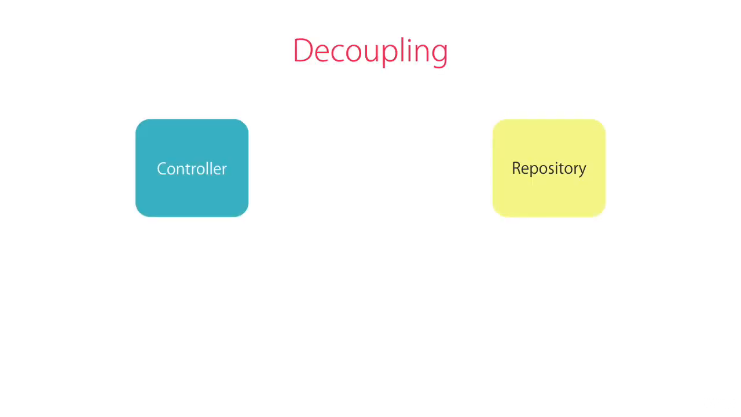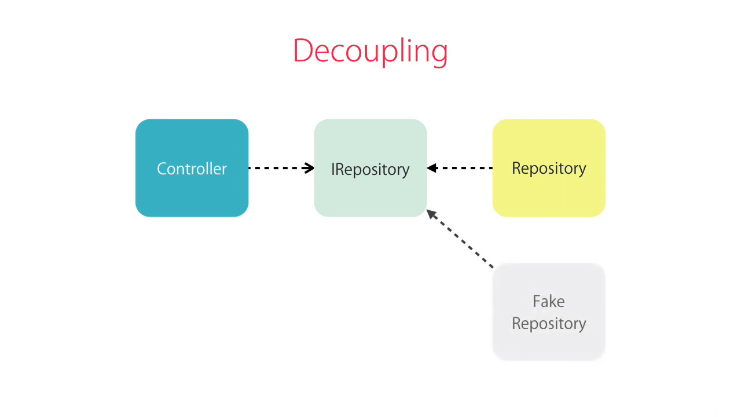All right, so our repository is ready. Now, in order to use this in our controller, first we need to extract an interface from this class. Because we don't want our controller to be tightly coupled to this implementation, we want our controller to be coupled to an interface, not an implementation. Then in the future, if we want to write unit tests for a controller, we can inject a fake implementation of this repository into our controller.